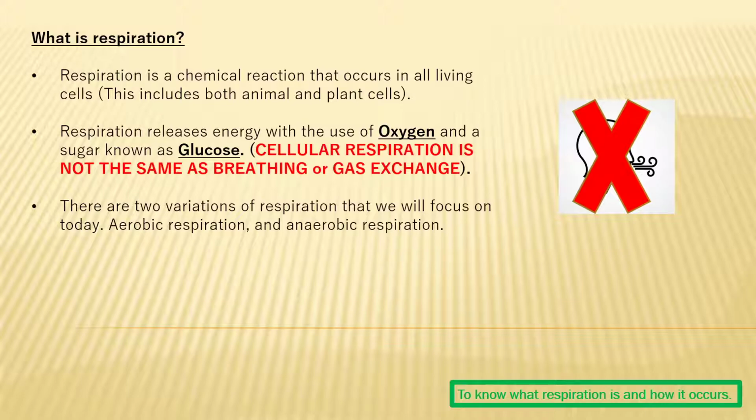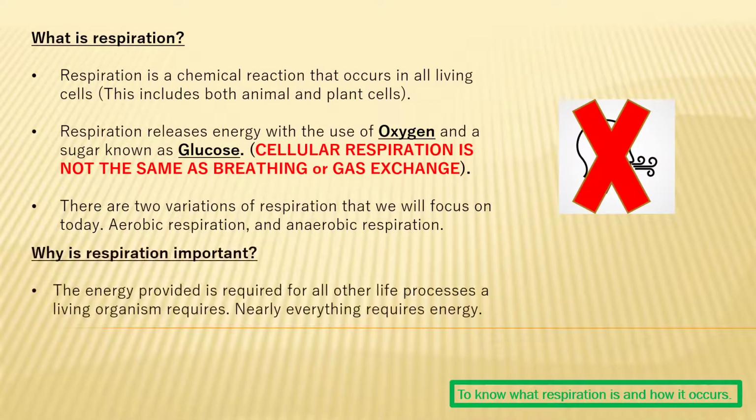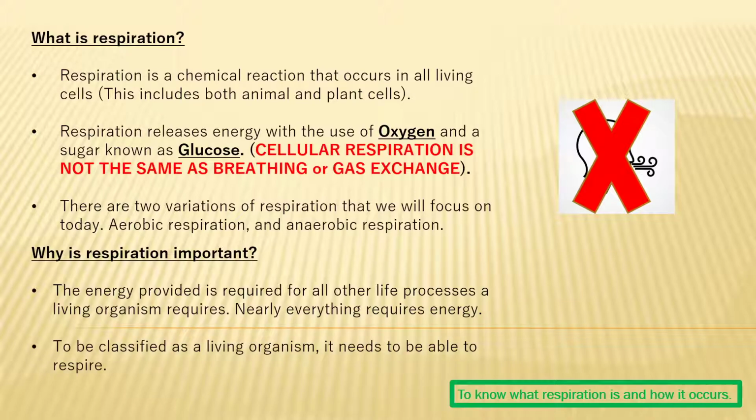The two types of variation that we're going to be focusing on today are aerobic respiration and anaerobic respiration. And the reasoning behind its importance is that energy is required for every single life process a living organism needs to survive. Nearly everything requires energy, and it isn't free, it needs to be produced and it needs to be released. To be classified as a living organism, the organism needs to be able to respire.